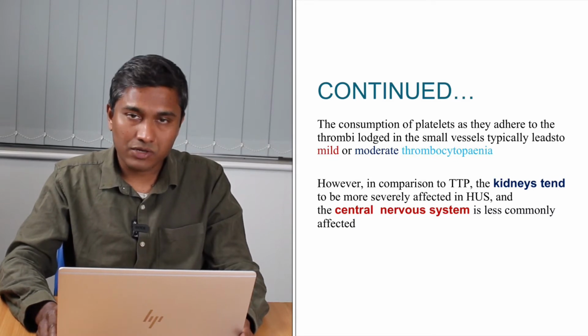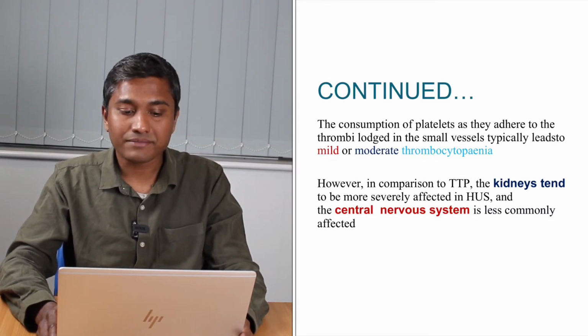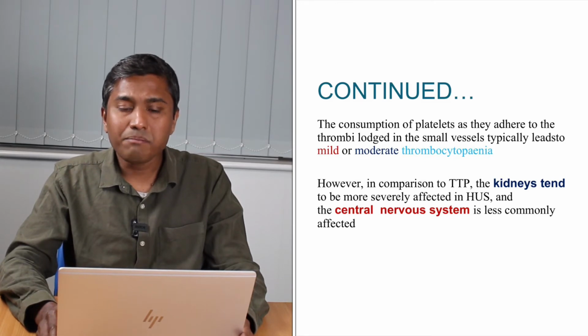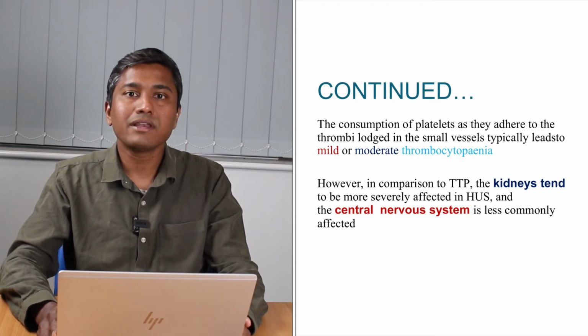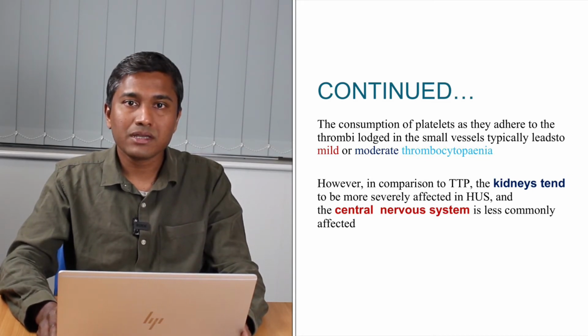It could be mild, moderate, in some cases it could be very, very severe. However, in comparison to thrombotic thrombocytopenic purpura, the kidney tends to be more severely affected in HUS, and the neurological symptoms are less severe when compared to TTP.